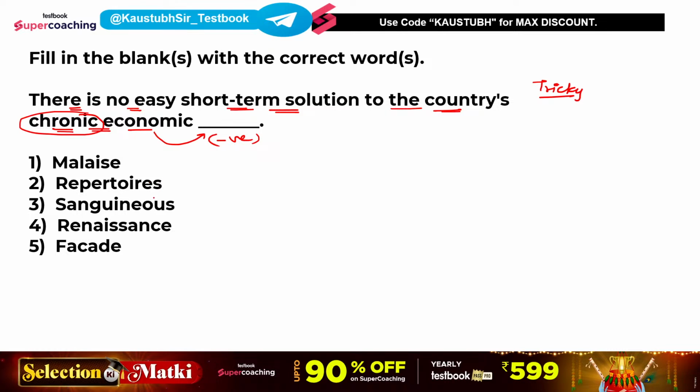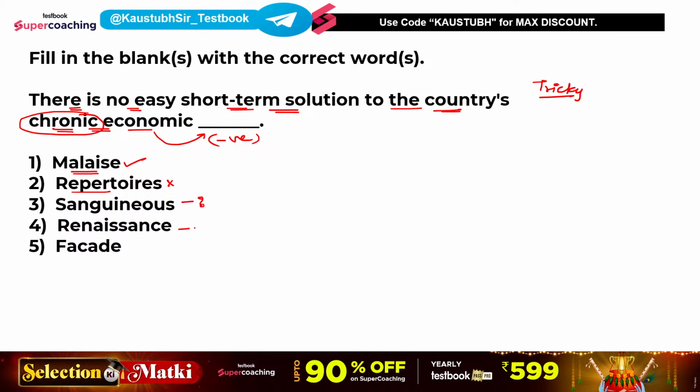Now, if you look at the options, the only option that comes across as negative is, I think, malaise. Repertoire is not a negative option. Repertoire means the skills that you possess, things that you can do. Sanguineous is a new word. We don't know the meaning. Most of you might not know the meaning of the word.